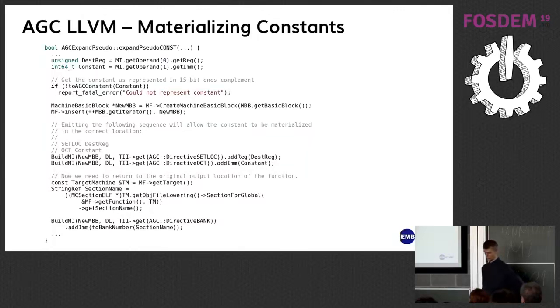So when expanding the constant, I take the immediate operand, first ensure that it's converted to a 15-bit ones complement value. Next, I create a new sequence of directives, first to switch the output location of the binary to the destination register, then to output raw bits at that location, and then to switch back to the original bank for the function.